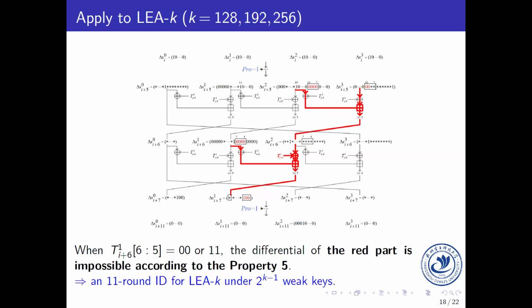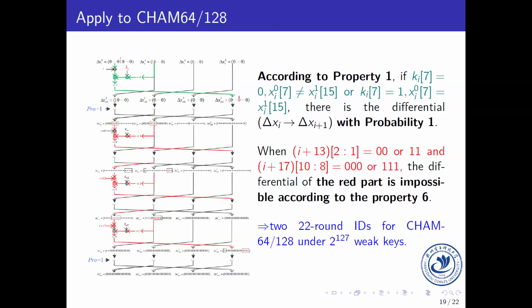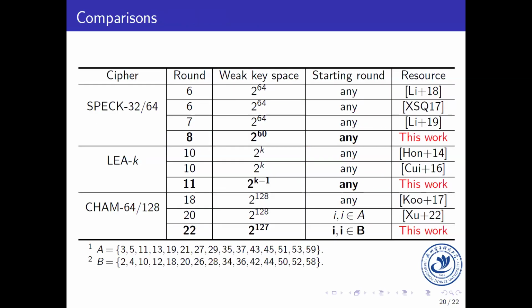Then we apply it to LEA to find 11-round impossible differentials and weak keys. And we also use it on CHAM to find 22-round impossible differentials and weak keys of about 2^127. Yeah, this is the result. From the table, we can see that our impossible differentials are longer than the previous ones.